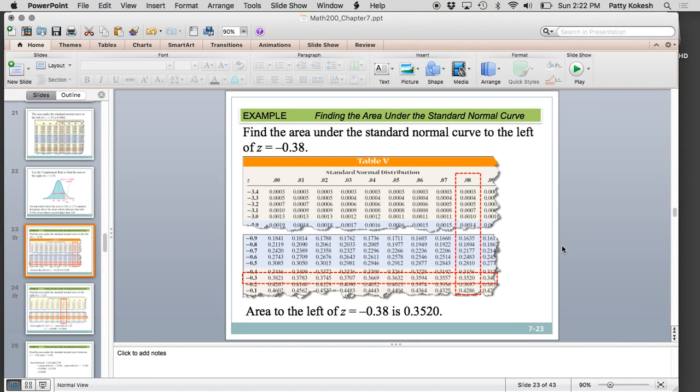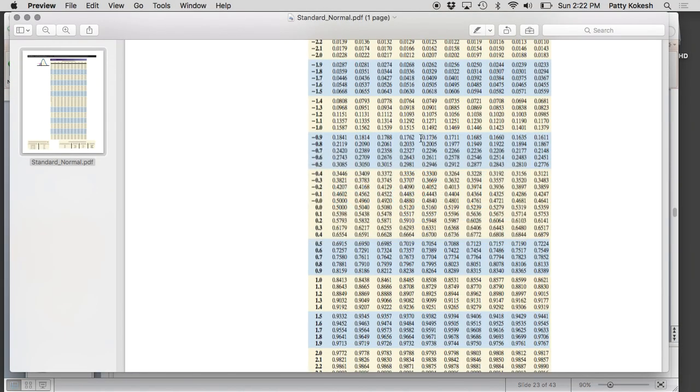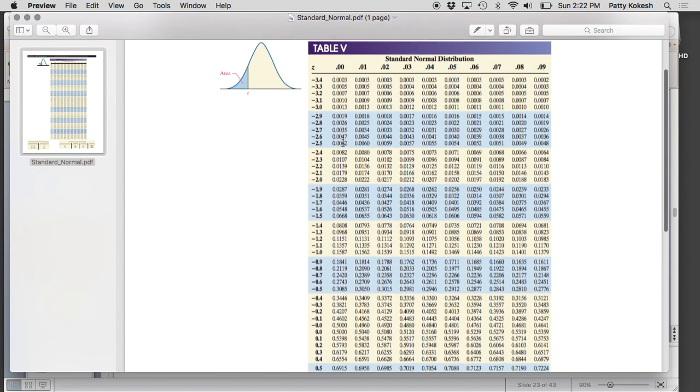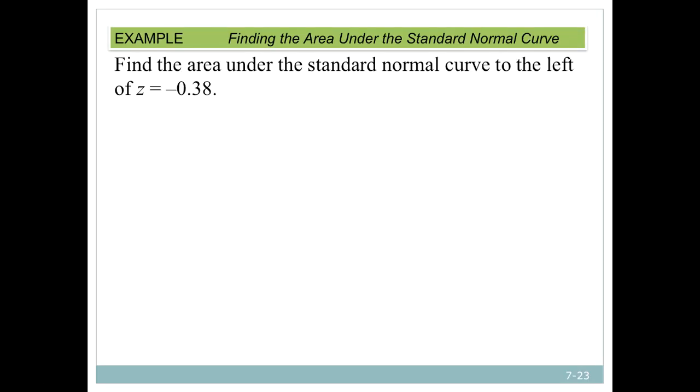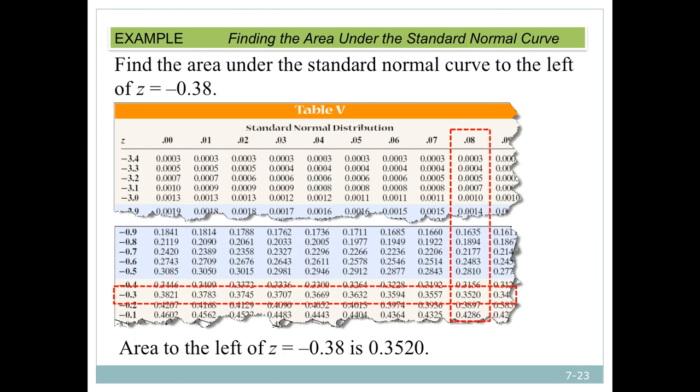Okay, so hopefully you found negative 0.3 here, and then you go over to 0.08, and you get 0.3520, which is the area to the left. So this one asked for the area to the left. Anytime you're finding area to the left, it's very simple. You calculate a z-score, in this case it's given, and then you look it up on the table.